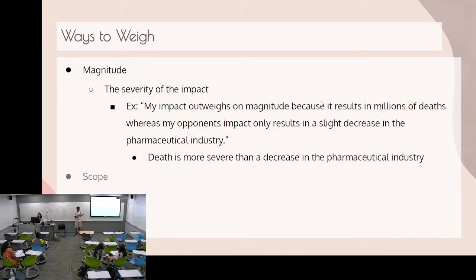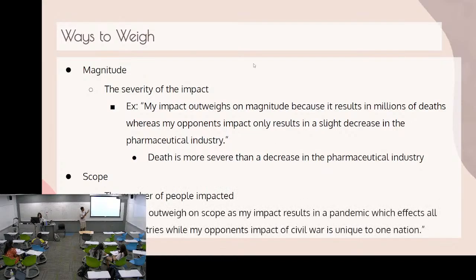Another example is my impact. This is what you would say in round. In a rebuttal speech or a summary speech, you'd say, my impact outweighs on magnitude because it results in millions of deaths, whereas my opponent's impact only results in a slight decrease in the pharmaceutical industry, or something like that. Death is obviously more severe than a decrease in the pharmaceutical industry. So right then and there, you say, therefore, we outweigh on magnitude, and that's why we win the round.